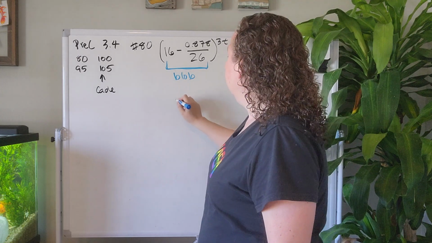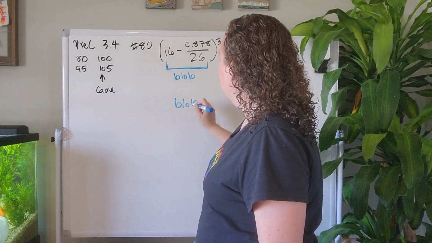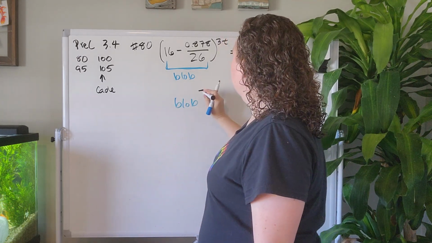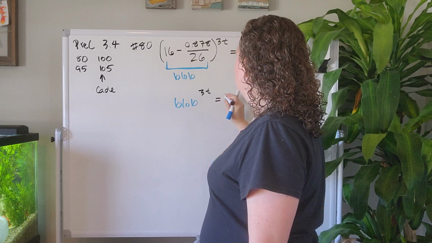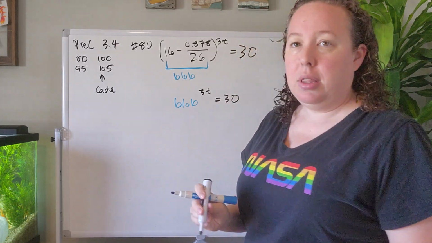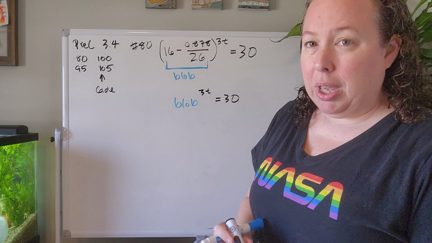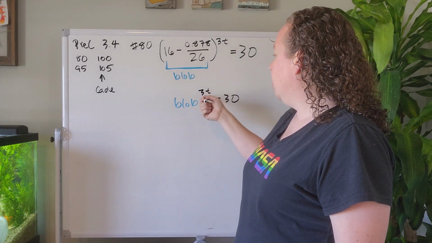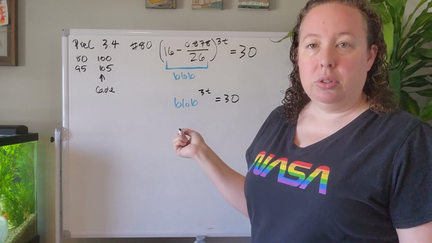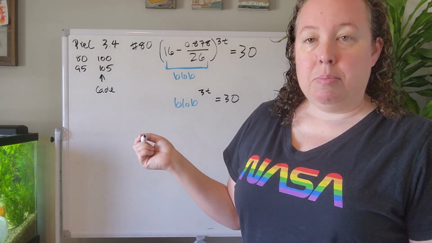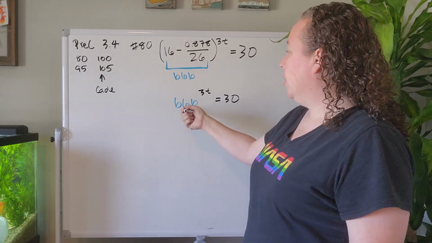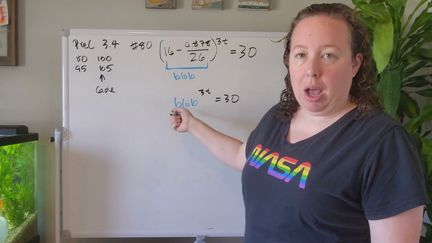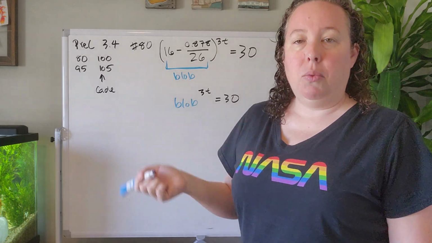And so when we look at this problem, keeping in mind that that is just a number, what we can see is we have blob to the 3t is equal to 30. But basically what's in the way is this blob. This blob as a base is in the way.